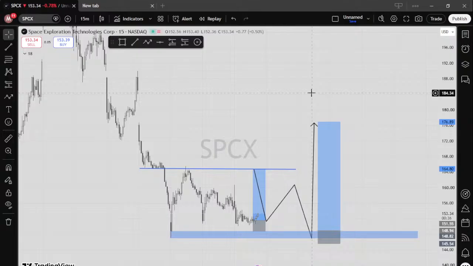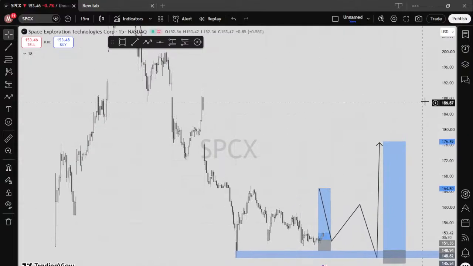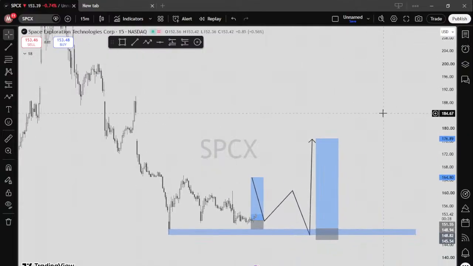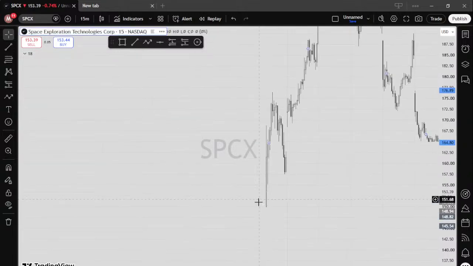Because that's what I need right now. I need that to occur right now. Then I make money from SpaceX in a normal way. And as you can see, SpaceX is moving super slowly, which I don't like.